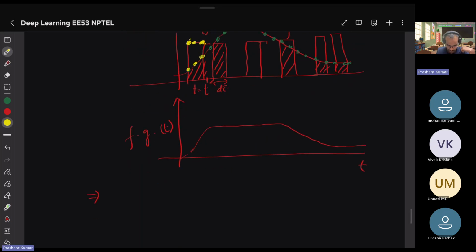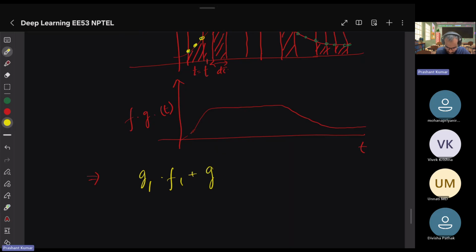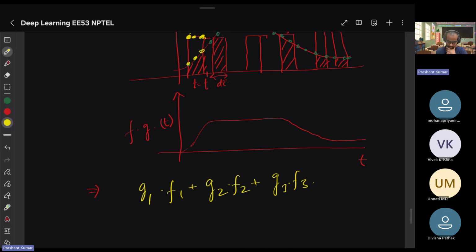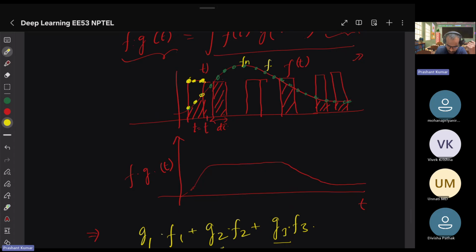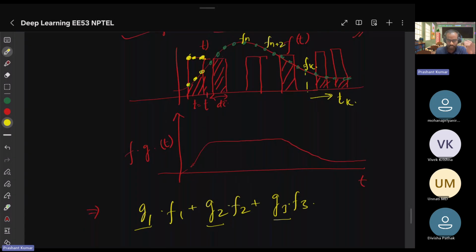So you can write this as G1 into F1 plus G2 into F2 plus G3 into F3. And you can see that G1, G2, G3 is not changing. It is only moving in time to the right hand side. However, this is Fn, this is Fn plus 2, and similarly this is some Fk, because this is Tk. So this G is called the convolution kernel and F is the function.